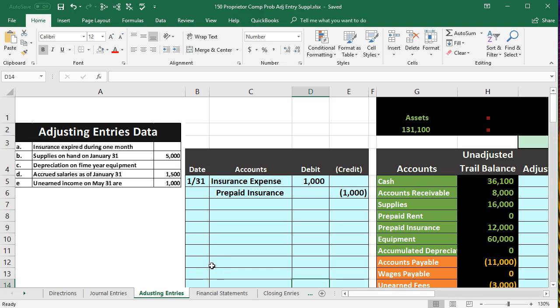In this presentation, we will continue with our comprehensive proprietorship problem. We're recording the adjusting entries.